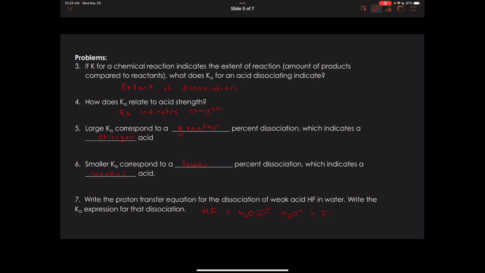It's an acid, so again, it's represented by Ka. So Ka would equal the concentration of my hydronium times the concentration of my F-, divided by my concentration of HF. Again, that water, water is always a liquid. It's a pure liquid. We're going to omit it from our K expression.